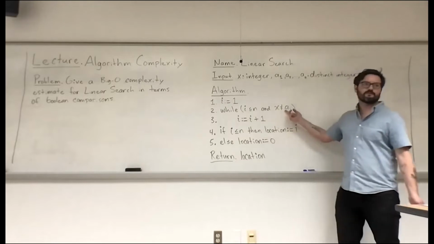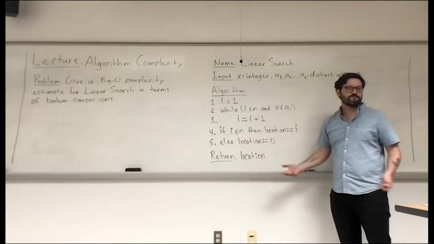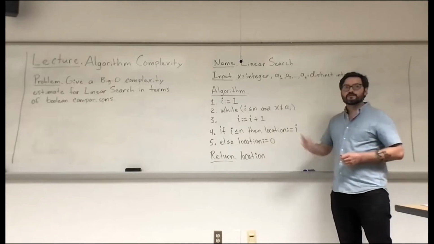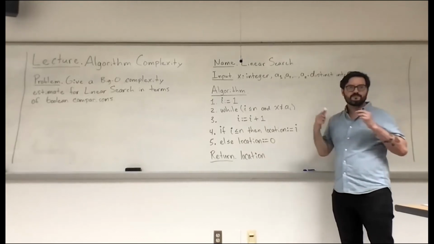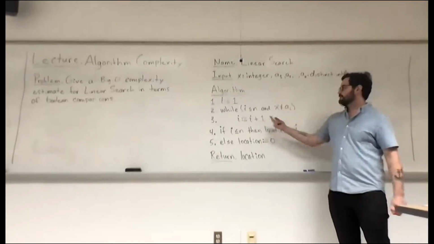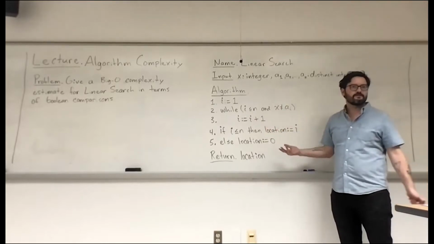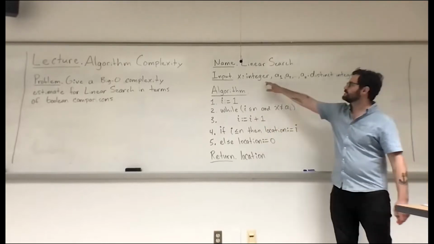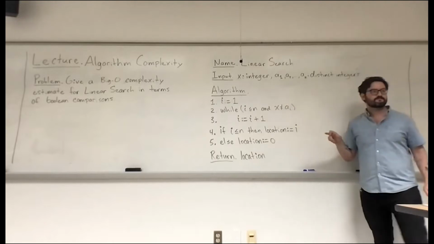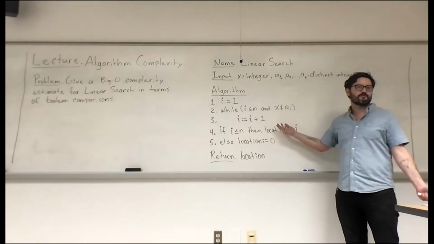What if we find it at the very first step? What if x is equal to a1? Then we'd break out of the while loop. But again, we're doing worst case analysis. What's the worst possible case for this algorithm? This while loop is going to run all the way through, which would mean that it's not in there. So we're going to assume that the integer is not in that list. Under that assumption, that's the worst possible case that this algorithm would perform.